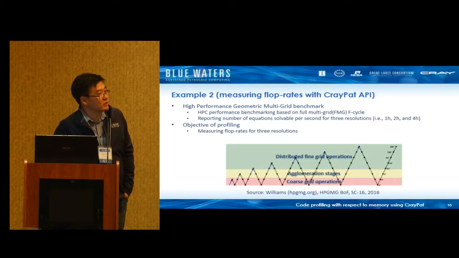And the second one is that I needed to run an HPC benchmark called HPGMG. It runs 3 different resolutions of mesh. So I want to know what the flop rate is for each resolution of mesh. For that, I use CrayPat.